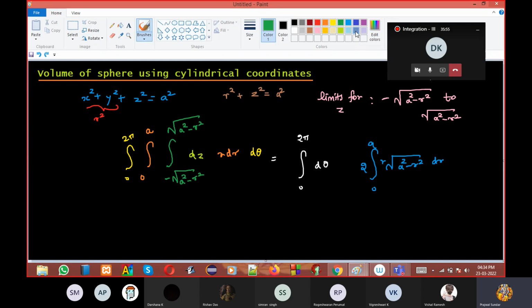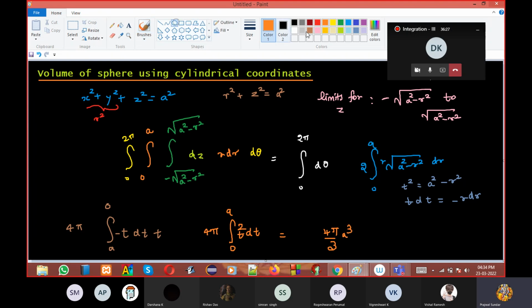I can do substitution. Let t squared equal to a squared minus r squared. Then t dt is equal to minus r dr. This will become 2π times 2, that is 4π, into the integral from a to 0 of minus t dt into t. The minus sign lets me interchange the limits, giving t squared dt. Now you get 4π a cubed by 3. See, got the answer: the volume of a sphere using cylindrical coordinates. Any doubt on this? Any doubt at any stage, please ask.